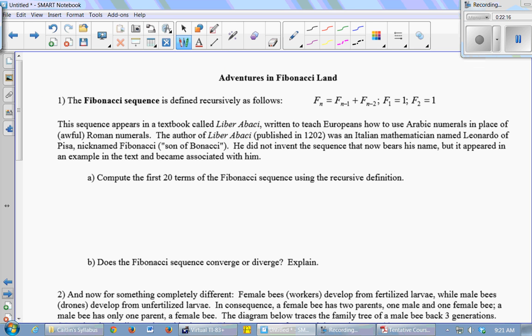Okay, so I'm going to leave you to do a little bit of work in Adventures in Fibonacci Land, and I'll come around and help. This is pretty cool and interesting, and you probably won't ever see it in your standard STEM math courses, so have fun.